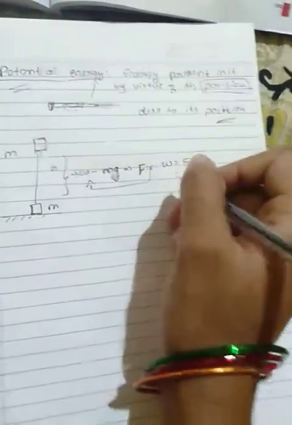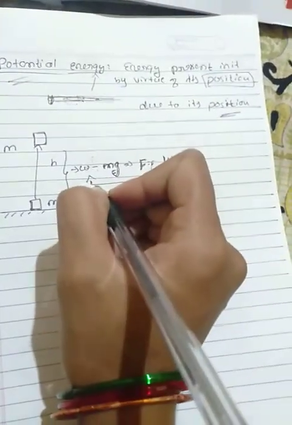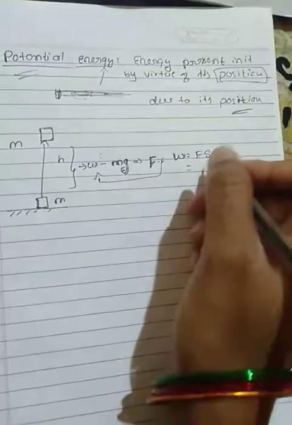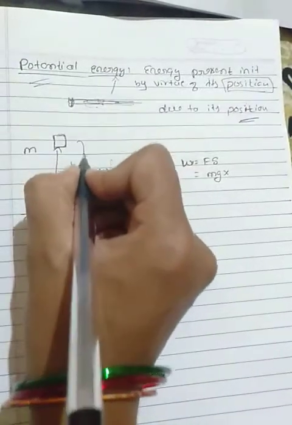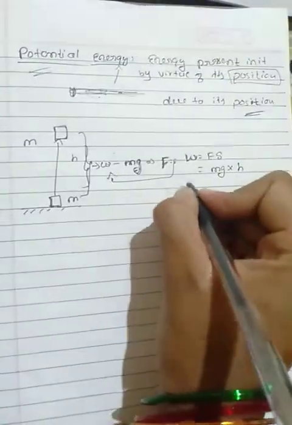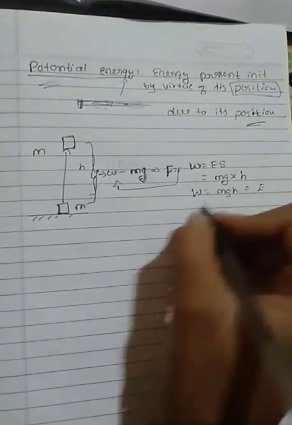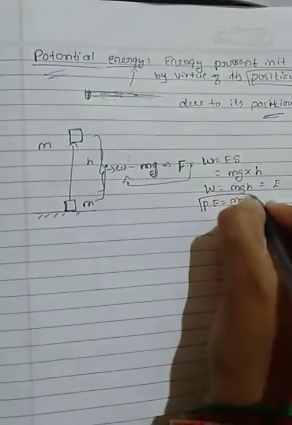So W is equal to force into displacement. Here force is mg and displacement is h. So work done is equal to mgh. This work done is always equal to energy. That means the potential energy is equal to mgh. Remember that.